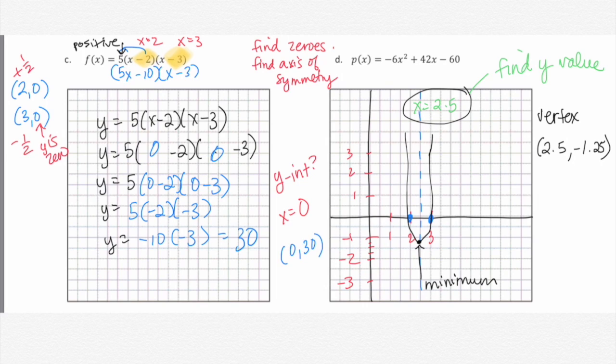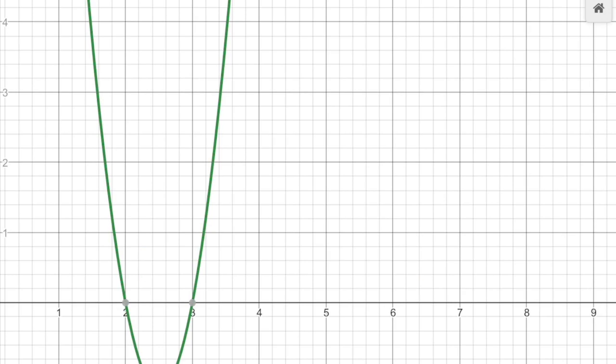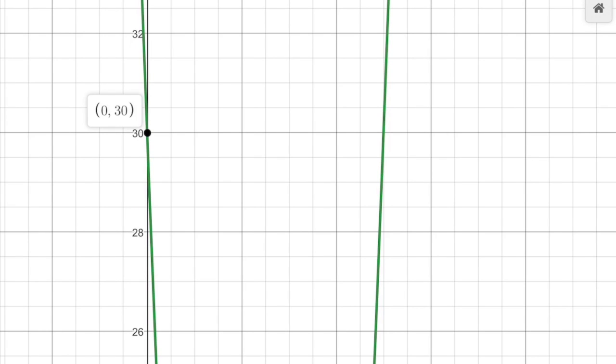So if we keep drawing this line up, it's going to eventually cross the y-intercept. And I went ahead and did that in decimals. Here you see my intercepts. I'm going to go up, and there you see the y-intercept is 0, 30.